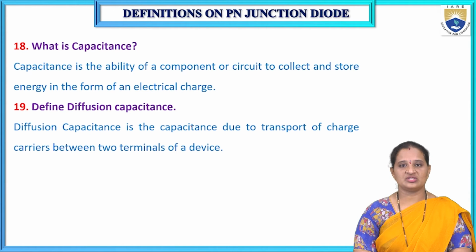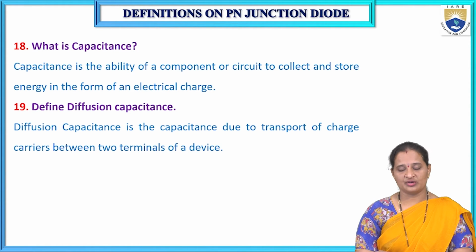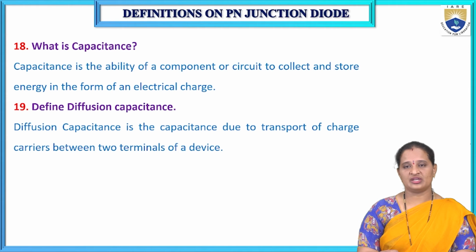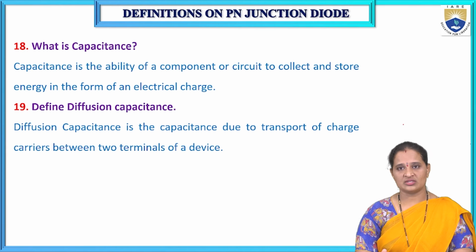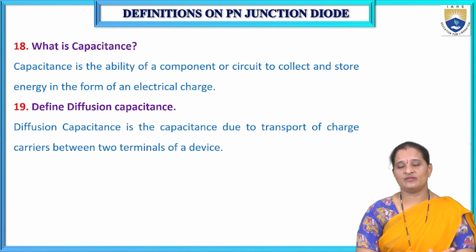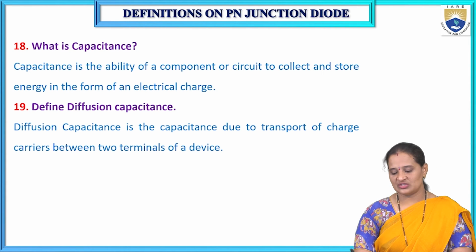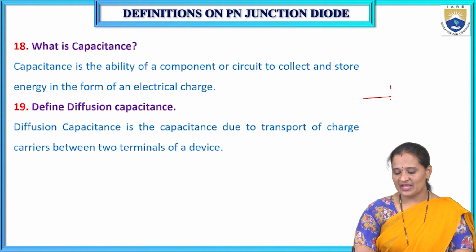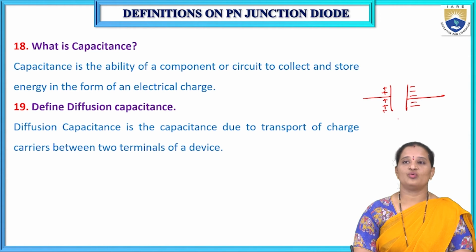Diffusion capacitance is the capacitance due to the transport of charge carriers between two terminals of a device. As we all know, what is diffusion? In diffusion, what is happening? Due to the concentration gradient, the charge carriers are moving from one place to the other place, that is higher concentration to the lower concentration, due to which there exists some capacitance, and that capacitance is called diffusion capacitance. We all know that capacitance is nothing but two oppositely charged plates placed together, separated by some insulating material.